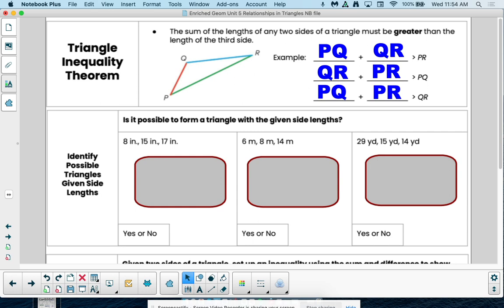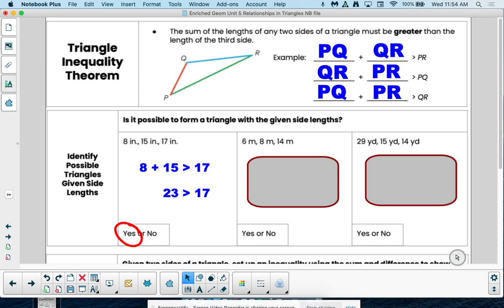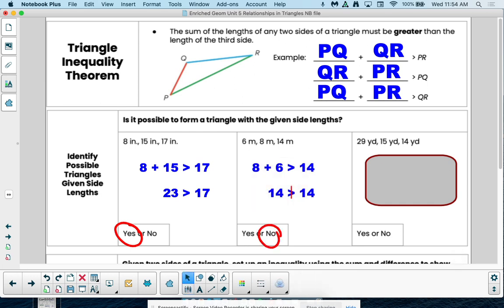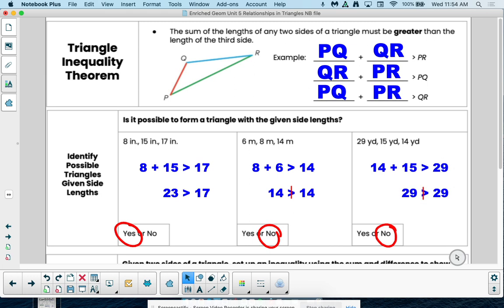Okay, why don't you check these first three with me? What did you put on the first one? Yes or no? Yes, right? This is what I would do for separate work: 23 is greater than 17. Is that true? Okay, what about this one? Yes or no? No. Why? It can't be equal to, right? Is 14 bigger than 14? No, it's the same. It's not greater than. This was a bad example because it was basically repeating the last one. Is 29 bigger than 29? No. Is that okay?